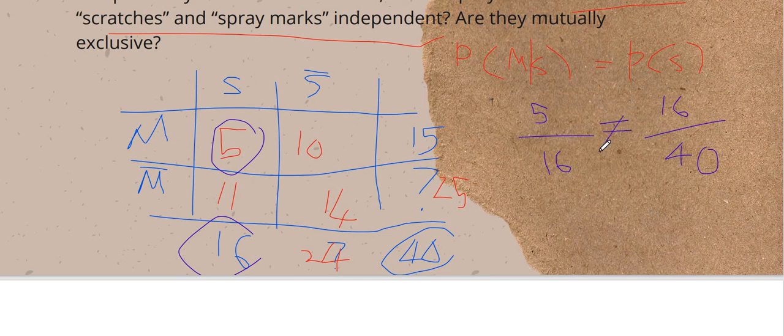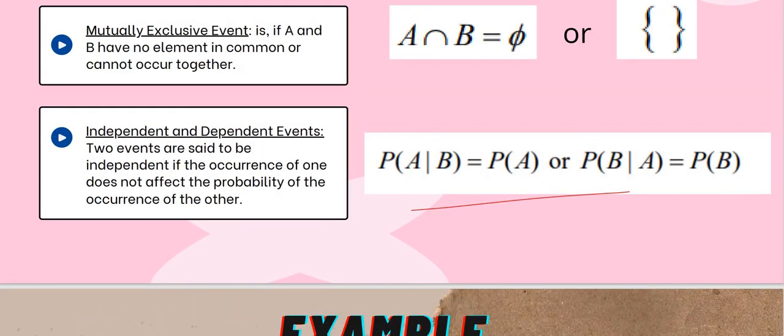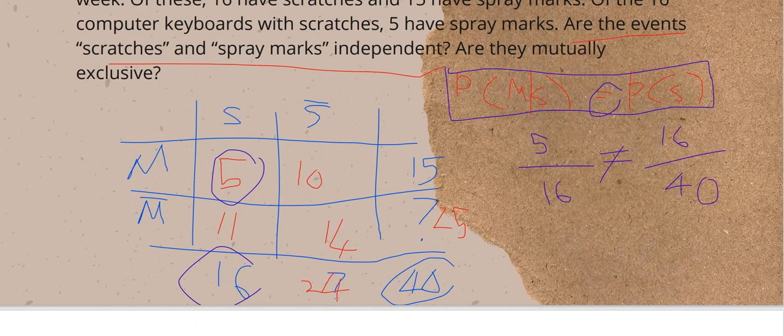And when it's not equal, this is the way how we show that it's not independent. So therefore it's not independent. Sebab kalau dia independent, you must show this one. Okay, class, if it's independent, you must show it's equal. Back to the formula, back to the definition here. But this is not equal, so that means not independent.